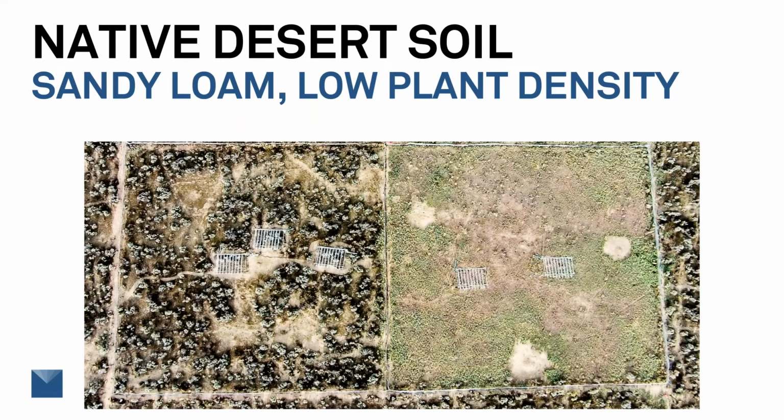This is back to that experiment in the desert. It's a native desert soil, sandy loam, low plant density, as I mentioned. This, again, is a drone picture. Those weird little bar things, those are our rainout shelters. We're trying to understand what the impact will be to vegetation, invasive species, etc., if we change our rain patterns with climate change.